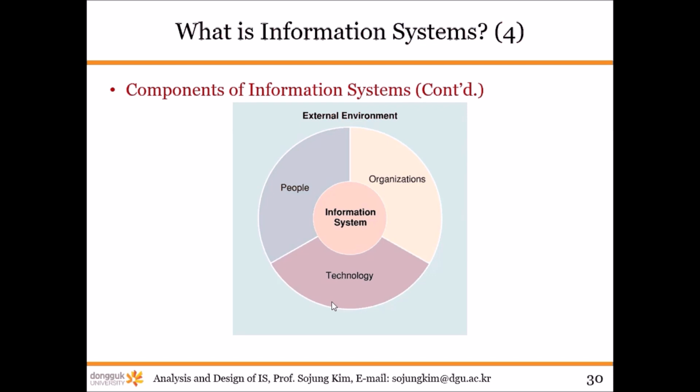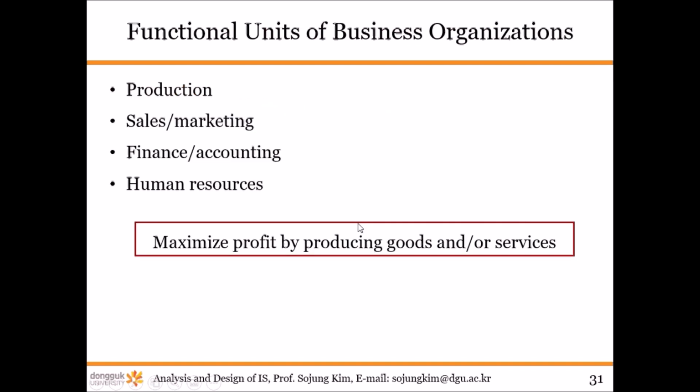All right, and here's a figure showing the components of the information system. We have an external environment, and then organization, people, technology, and by considering these things, you can have a right or correct information system. Good. And here are the functional units of the business organization, because you need to understand the business organization first, right, before we talk about the system or system development.